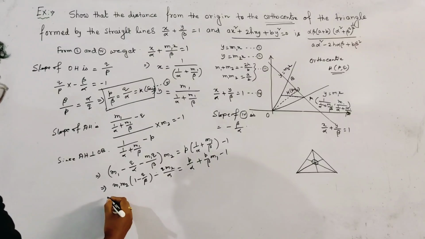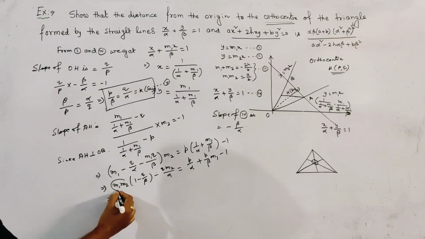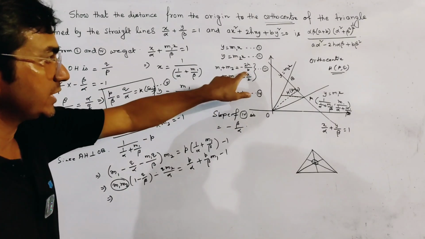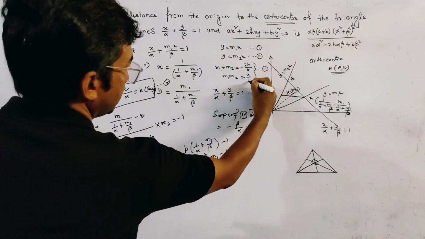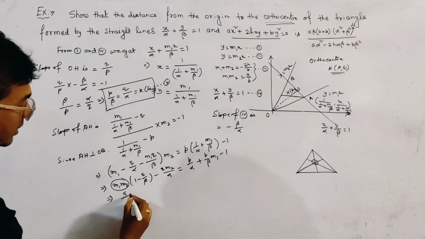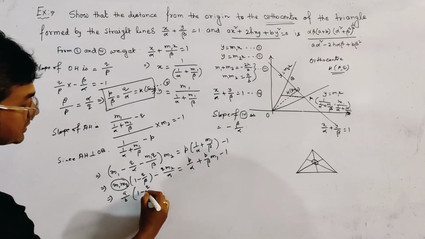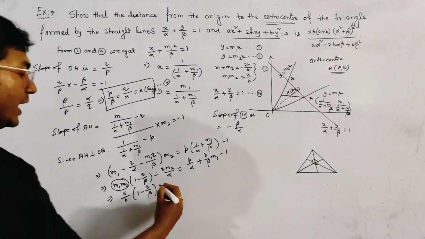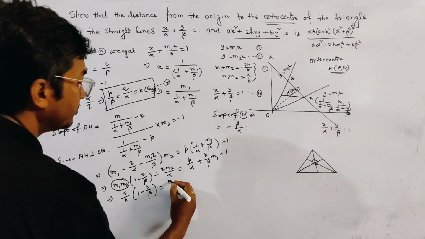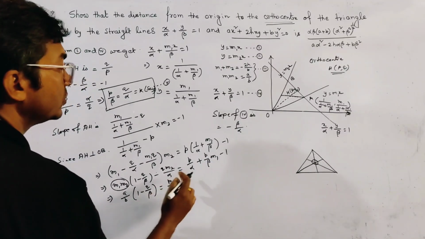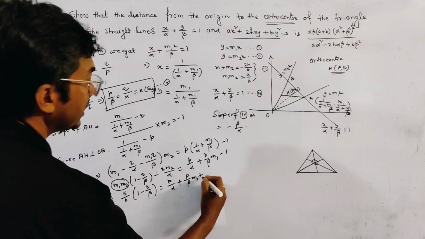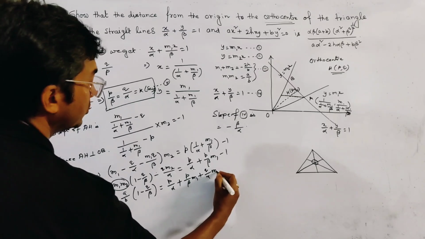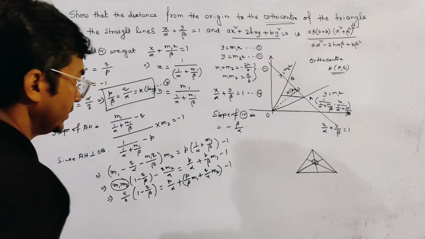Okay, and we put the value of M1 M2, which is A by B. So we put here, this is not A by 2, this is A by B, and this is A by B into 1 minus Q by beta, and in the right side we get P by alpha plus P by beta into M1 plus Q by alpha into M2 minus 1.